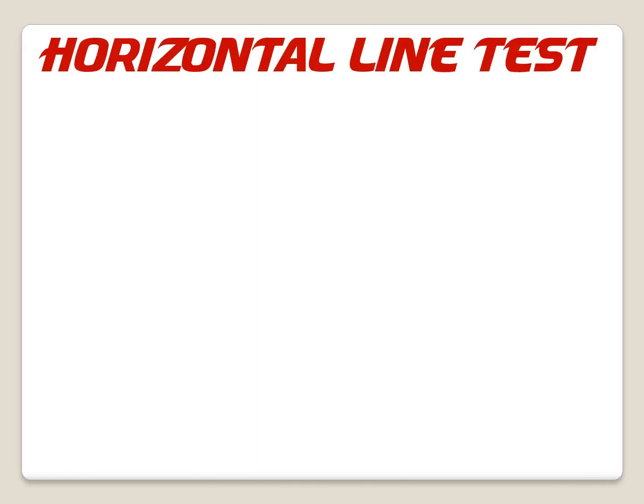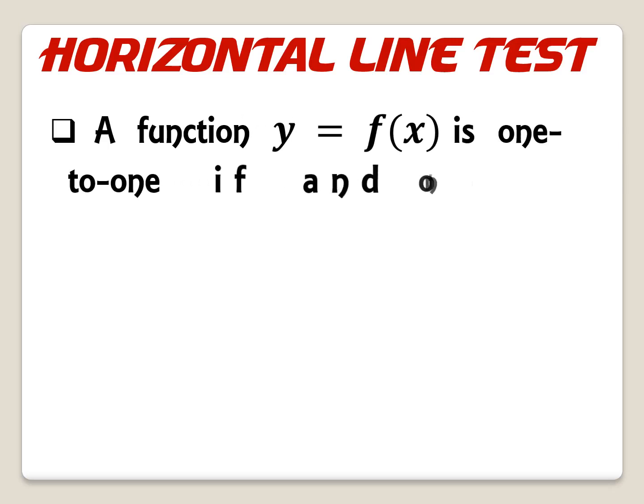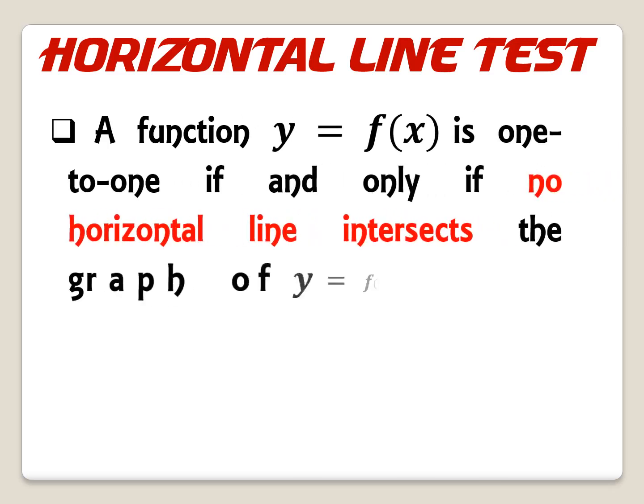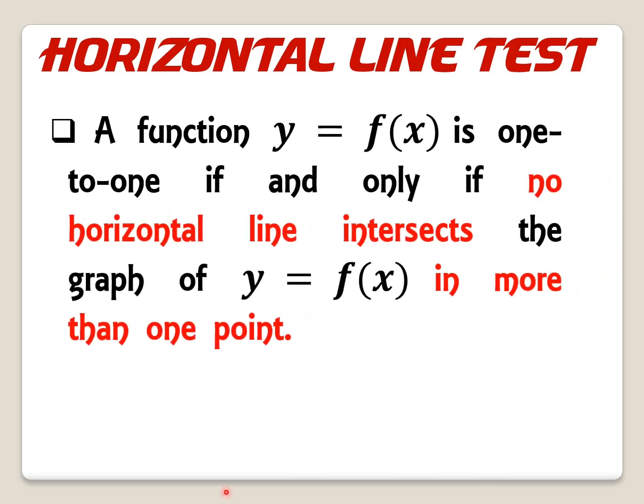Okay, remember a vertical line test. It is a test to determine whether the given relation is a function or not, while a horizontal line test is a test to determine whether the function is one-to-one or not. So same with the vertical line, it should only intersect the graph at one point, not in more than one point.